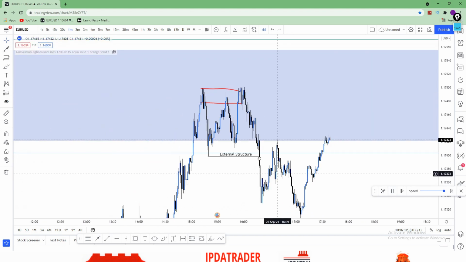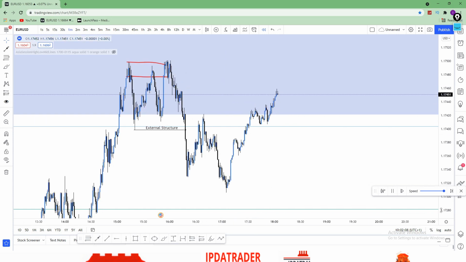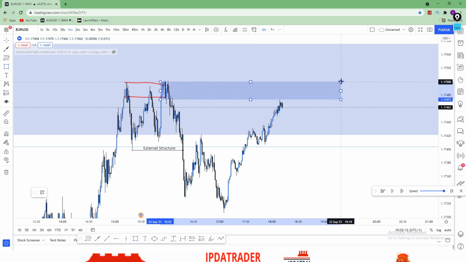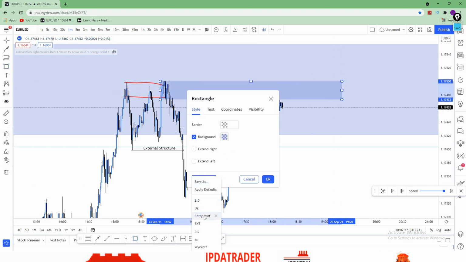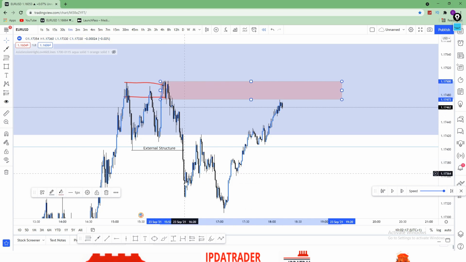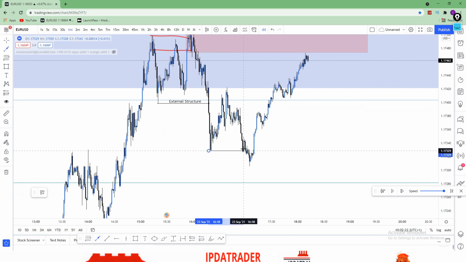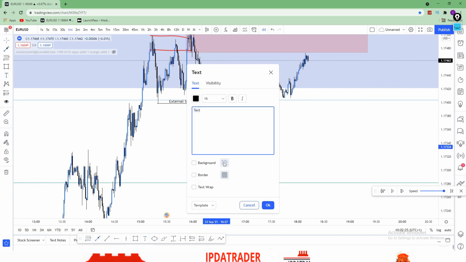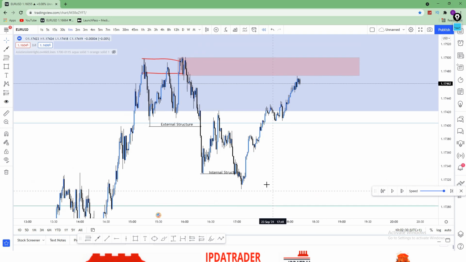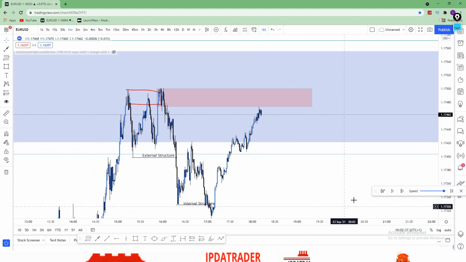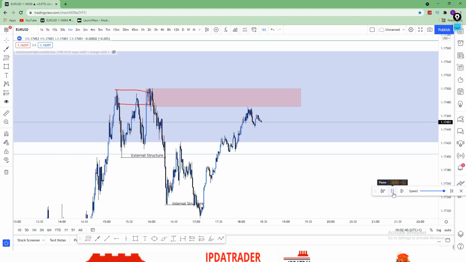Once again, you need to have some patience, guys. Your POI plays may take some time, but at this point, I would actually be looking for an entry protocol at this area right here, because this is sort of the origin that broke the external structure over here, that actually broke the internal structure over here. I didn't see that, and that's fine. Internal structure. So now I understand that we're retracing and we could potentially see sell-offs over here into lower prices. So let me actually see what happens over here.